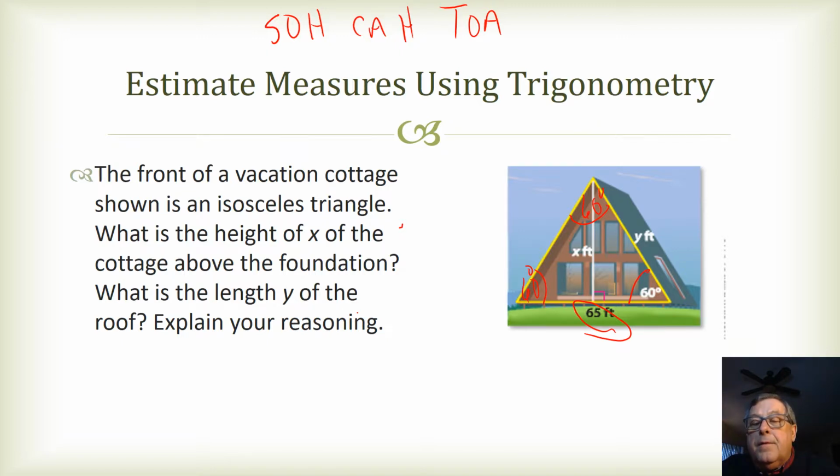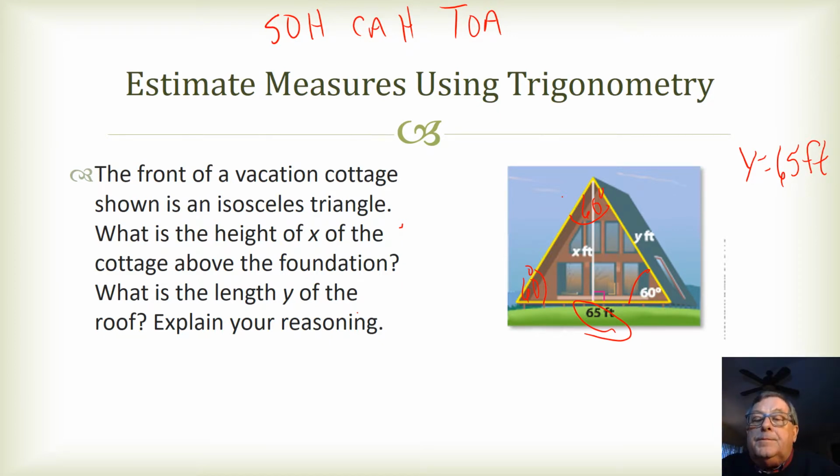And I'm going to just go ahead and find what Y is right away. Y is this length from the foundation up to the top of the roof. And if it's an equiangular triangle, 60, 60, 60, then it's also equilateral, which means all the sides have to be equal as well. And so Y is going to equal 65 feet. Well, that's the easy part.